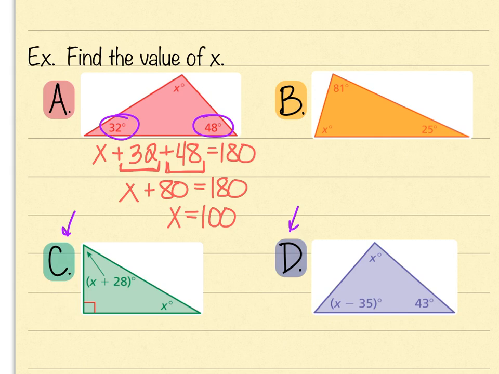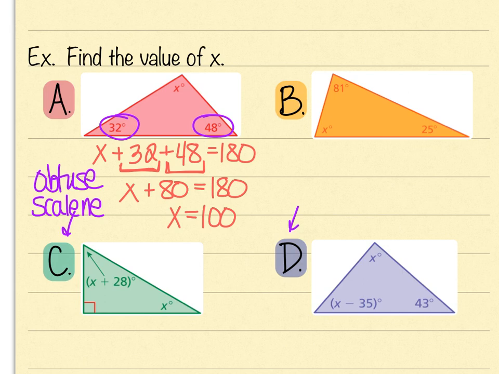Now, because we know x is 100, we can classify this as an obtuse triangle because we have one angle measure that's greater than 90. And since none of the angles are the same, none of the sides will be the same. A triangle that has no congruent sides is called scalene. So this would be an obtuse scalene triangle. None of the sides are the same.